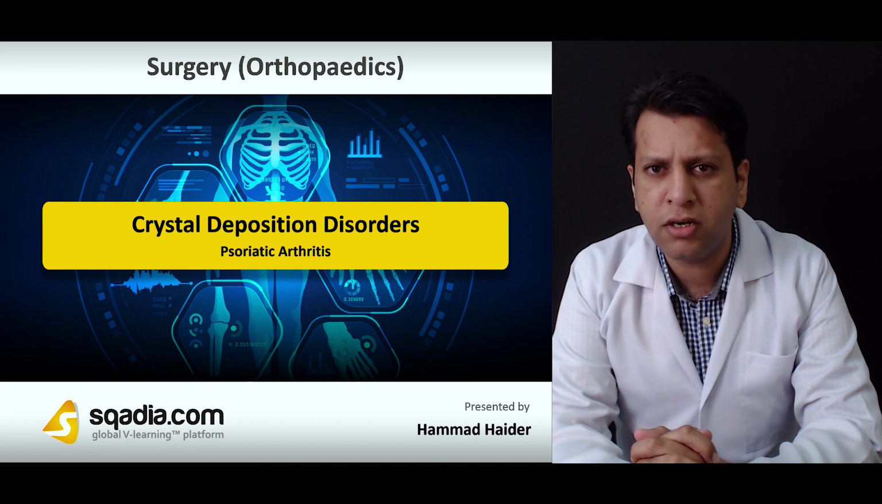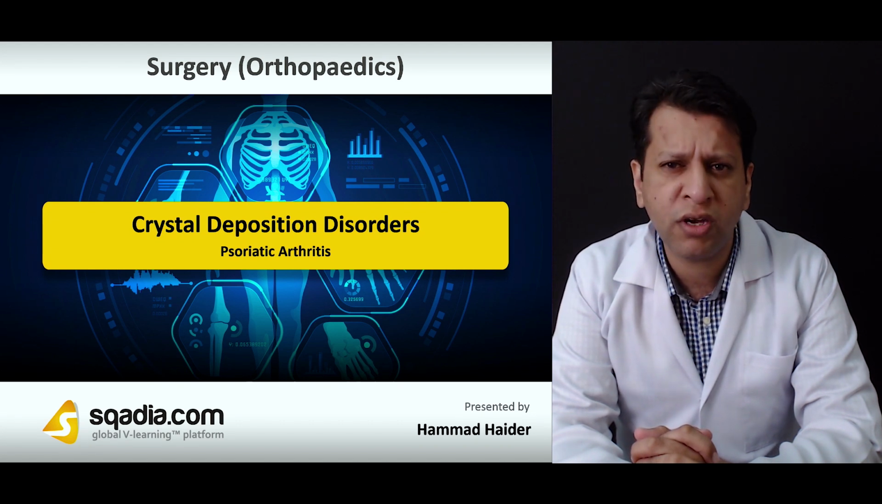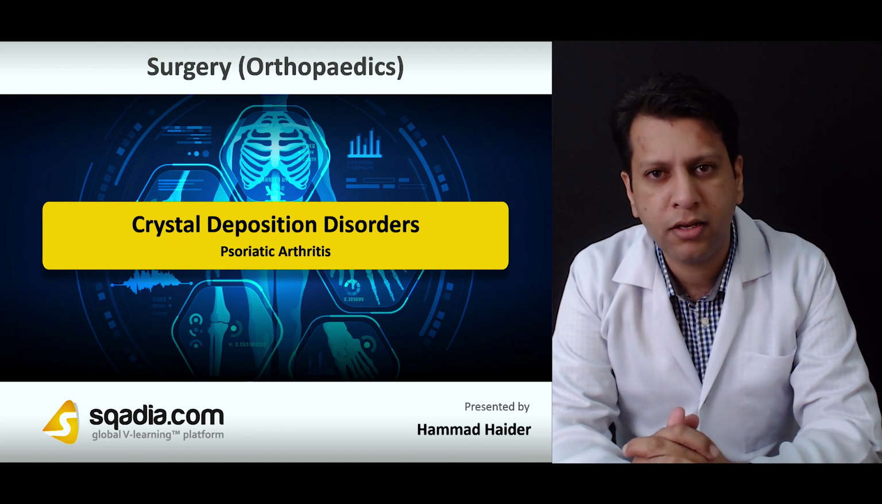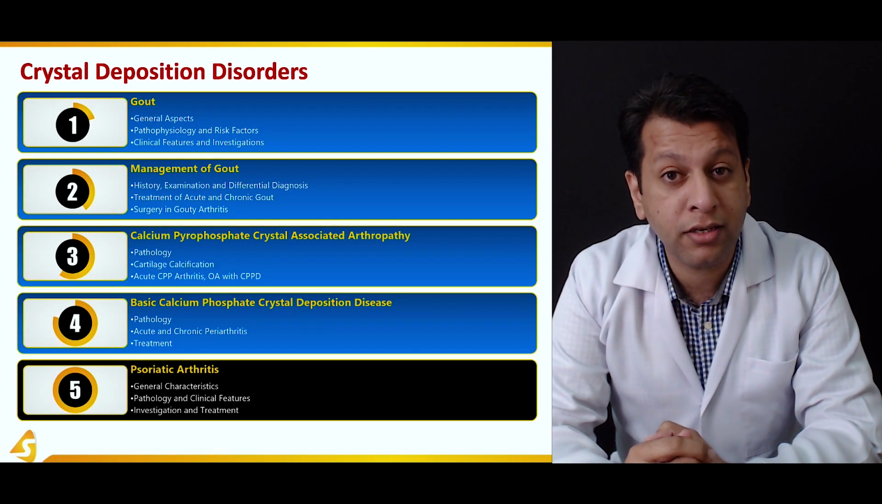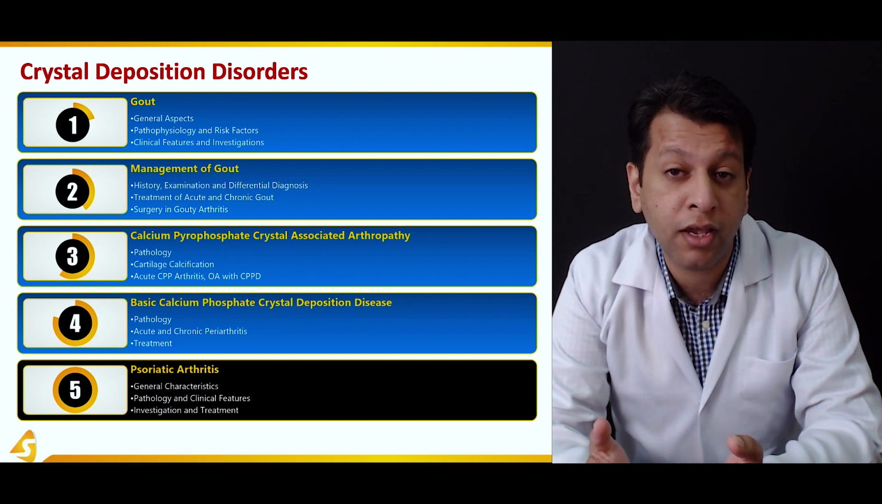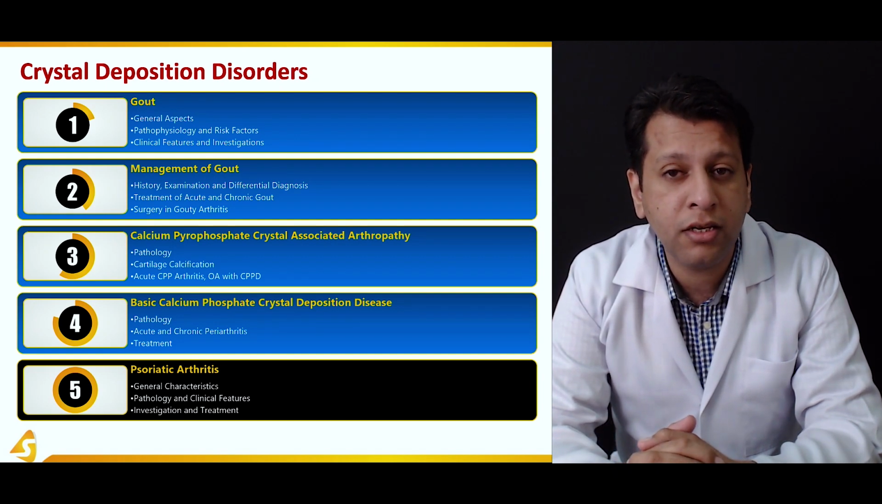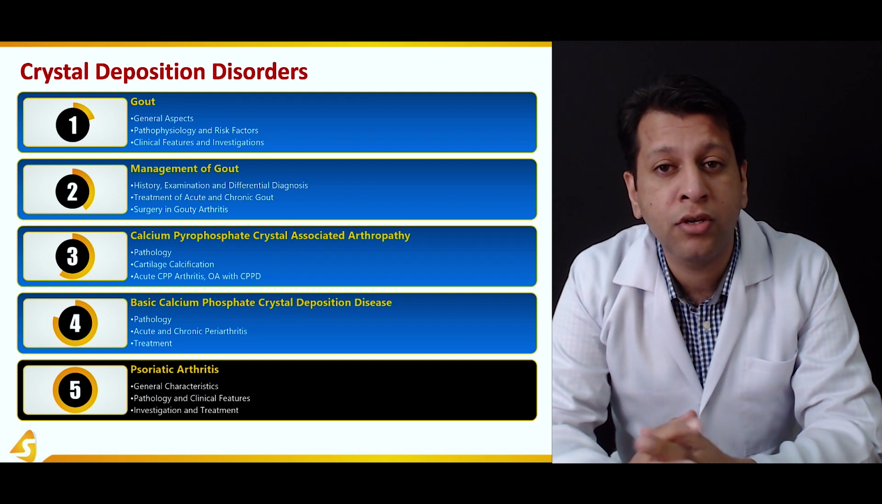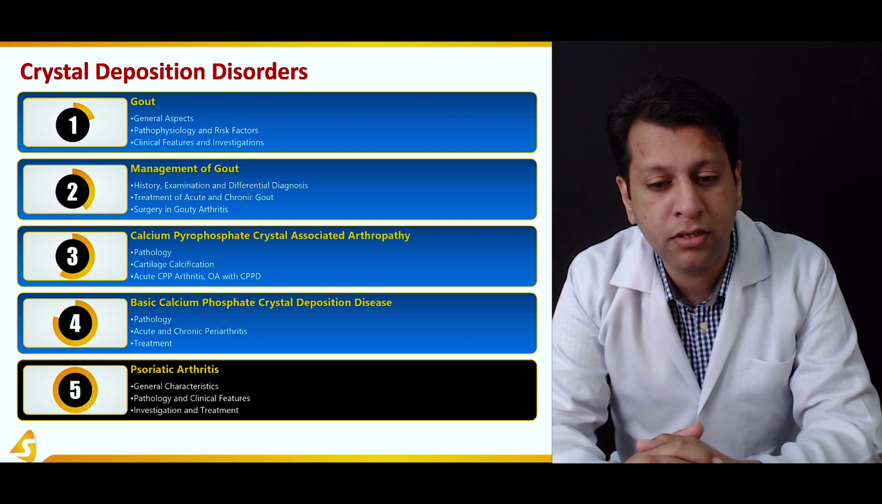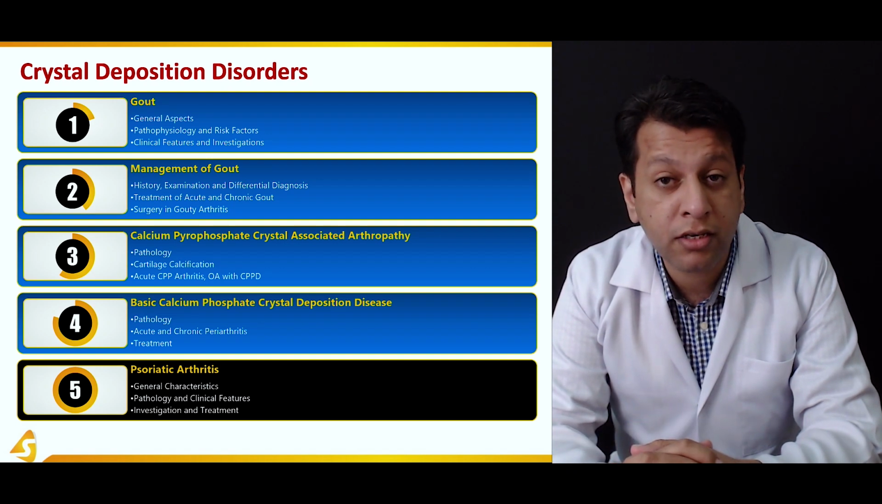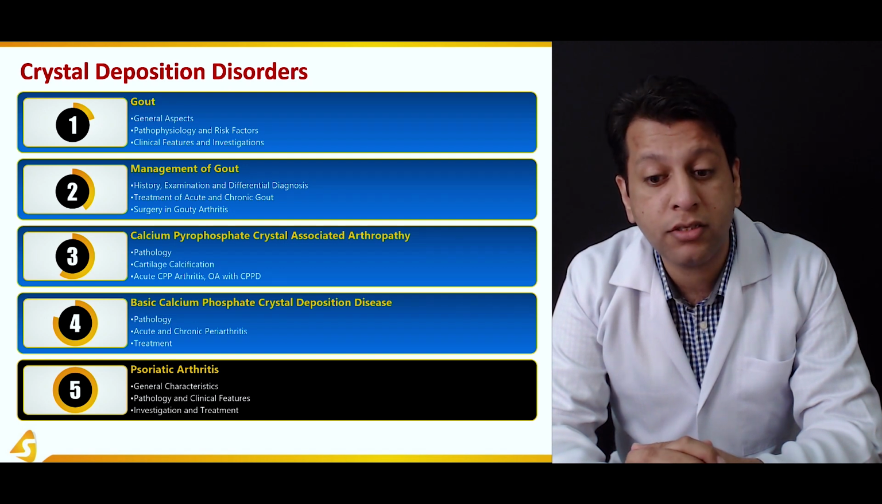Just a little question: do fish have scales, or do humans have scales too? Interesting, isn't it? Have you seen humans with fishy scales? Seriously? So, today our topic is psoriatic arthritis, and why I'm mentioning these fish scales is that the classical lesion of psoriasis is a silvery scale lesion which resembles scales of the fish. So, we will be going through the general characteristics of psoriasis, pathology and clinical features, investigation, and treatment of psoriatic arthritis.